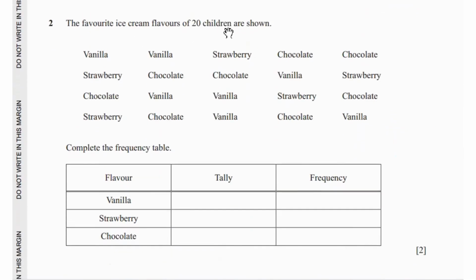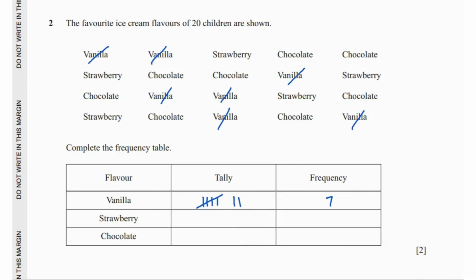Then the favorite ice cream flavors of 20 children are shown. We have to complete the frequency table. So we have 3 flavors: vanilla, strawberry, and chocolate. So let's see how many vanillas we have. 1, 2, 3, 4, 5, 6, 7. For the 5th one, you always cross it out, and then the 6th one is the new start. So 6, 7. Whenever we have bars for the frequency, the 5th one is you crossing the 4 out, and then the 6th one you start counting again separately.